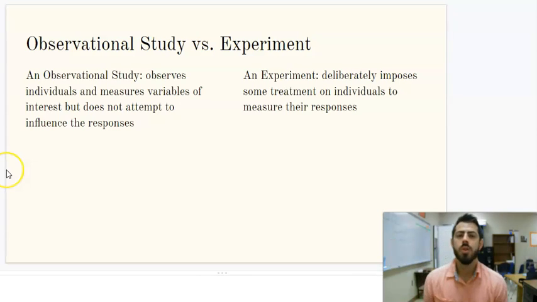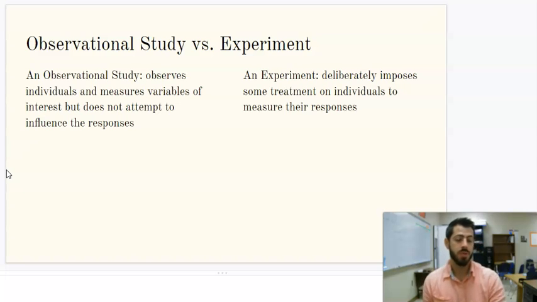Experimental design. So first, why are we doing experiments in statistics? Well, an observational study, as we learned about in the last section, observes individuals and measures variables of interest, but it doesn't make any attempt to influence the responses. Sometimes that's enough. A lot of times it's not. An experiment deliberately imposes a treatment on an individual to measure their responses.